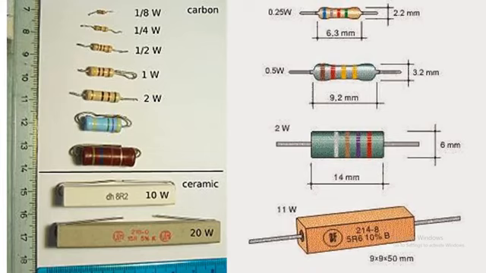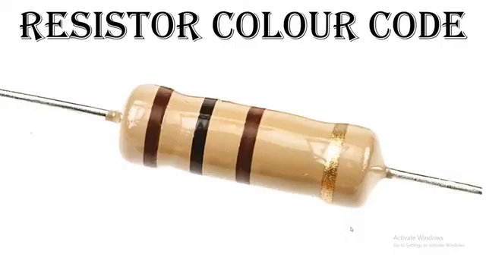So these were the definition and the working of the resistor. There are types of resistor and different values of the resistor. In this video I will tell you how to find the value of the resistor.